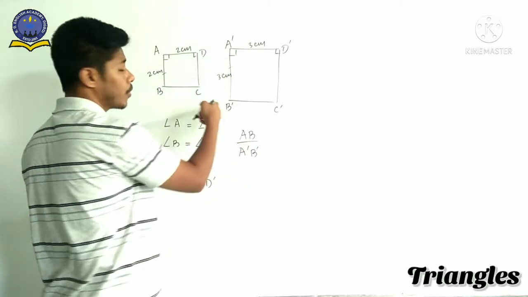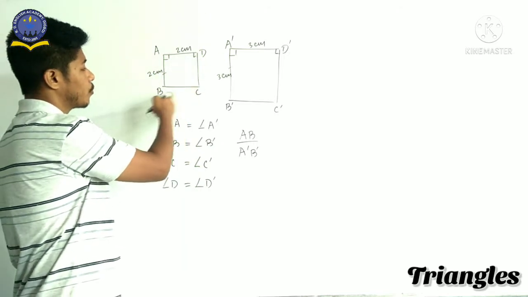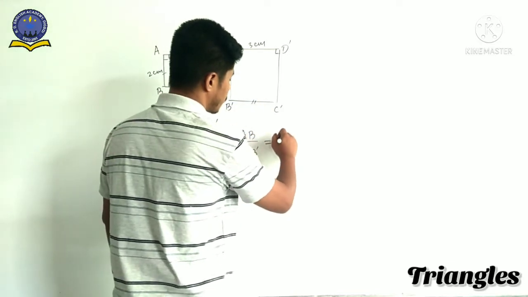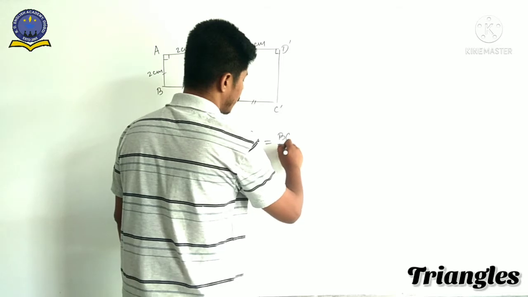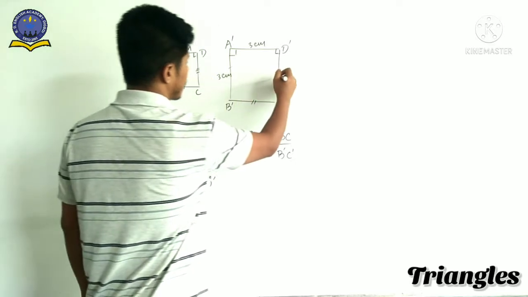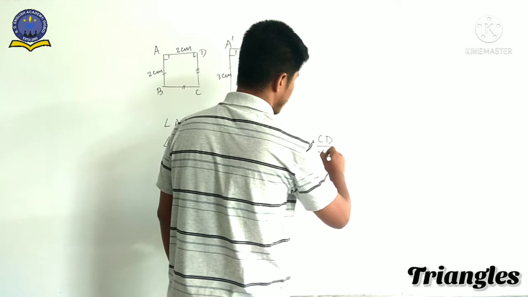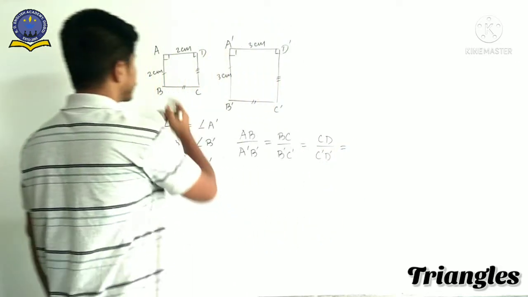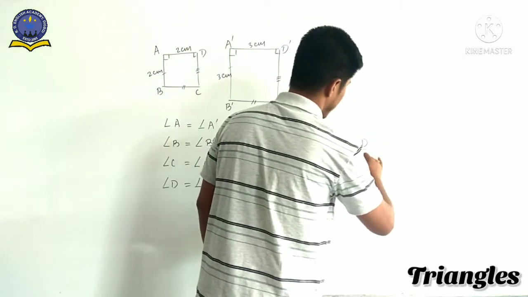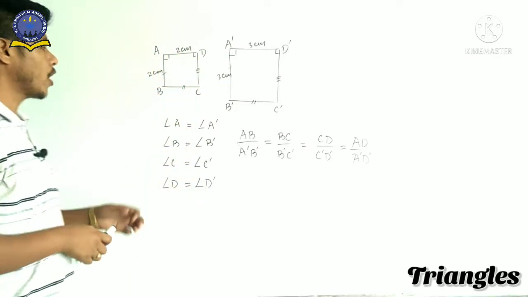AB by A dash B dash is equal with the ratio of the other sides. The second one is BC by B dash C dash. Similarly, the third one is CD by C dash D dash, and the last one is finally AD by A dash D dash. So is it clear now here? The main property is this one.